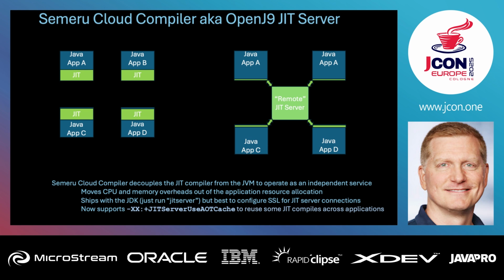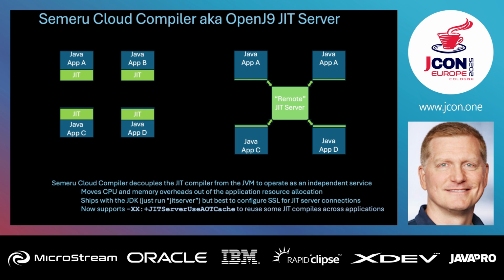It ships with our JDK, the Semeru Runtimes JDK, and you just run JIT server. The same way you'd run Java, you run JIT server. It's in the bin directory. It's right there. You run JIT server, and poof, you've got a JIT server, and it starts literally like you won't be able to measure it. Well, you can measure it, but you won't notice the difference if you just run it yourself. I would recommend as the best choice to configure SSL for the JIT server connections unless you're running on an already encrypted network.